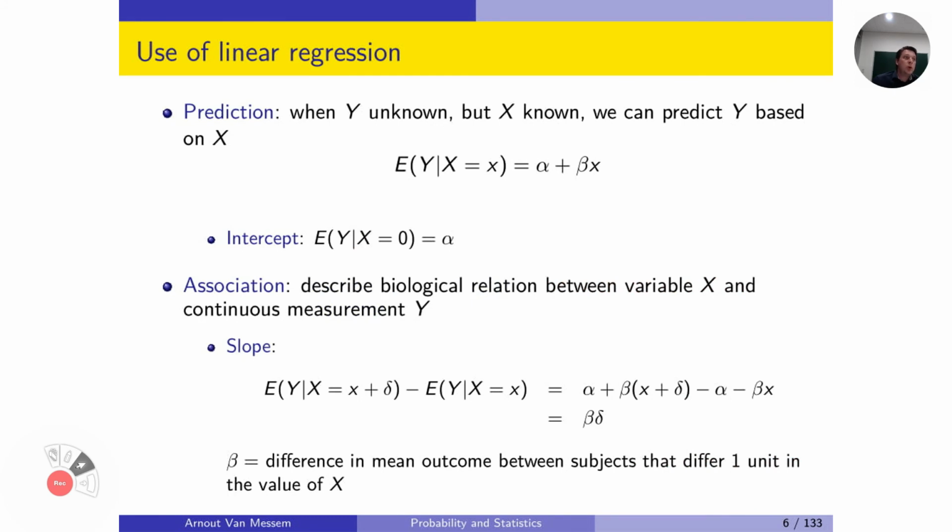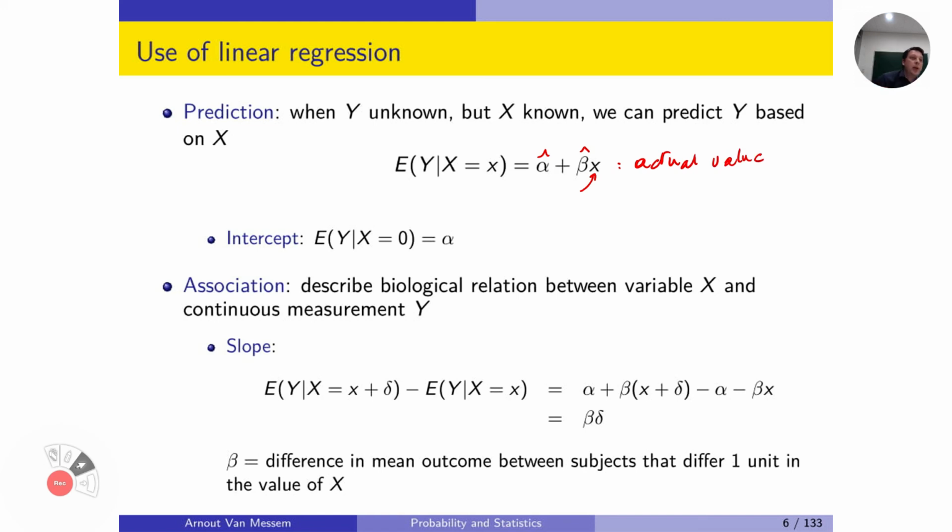There are two uses for linear regression. The first one is prediction, the second one is association. A prediction is very easy. If we know x, a value for the input, we can make a prediction for the output by just plugging it into the model. Once we have determined estimates for alpha and beta, we just plug in the value x, and this gives you an actual value for the prediction.